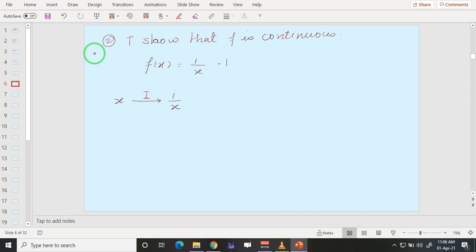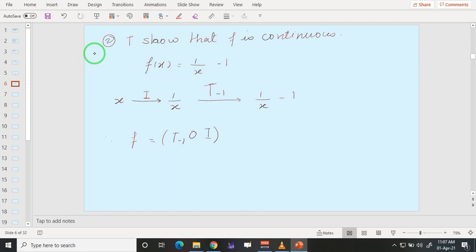inversion. Okay, and then you take this and translate it by minus 1. So this point 1 upon x becomes 1 upon x minus 1. So you translate it, so you will write it as t suffix minus 1. And therefore, you can easily check that this f can be written as the translation, that is t minus 1, composed with the inversion function.